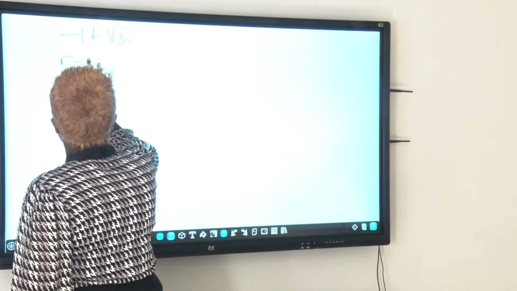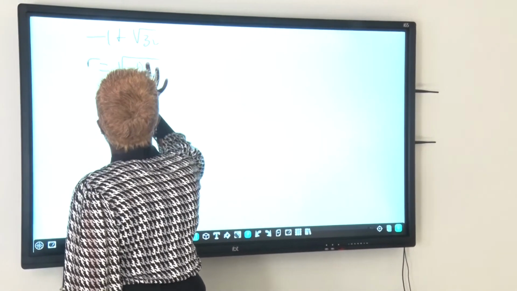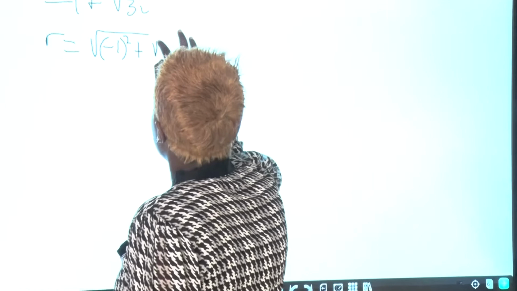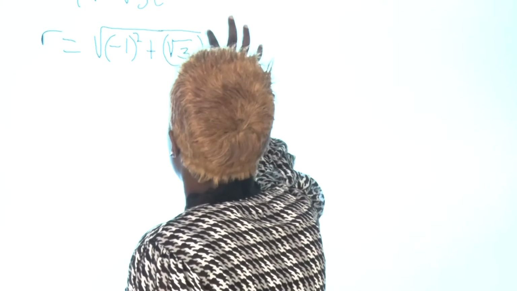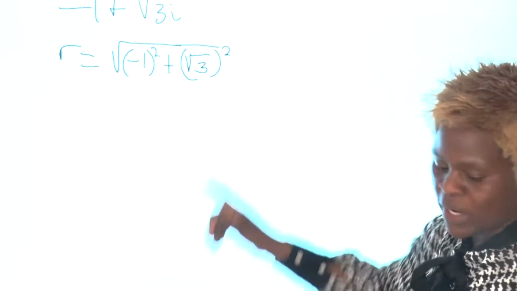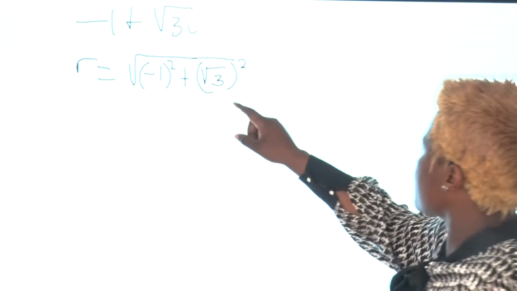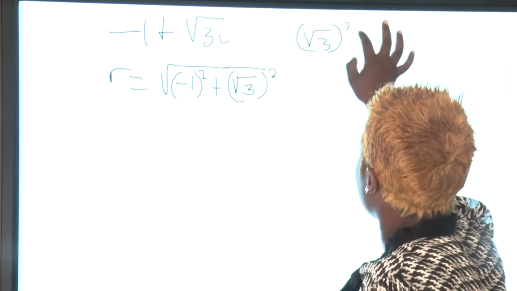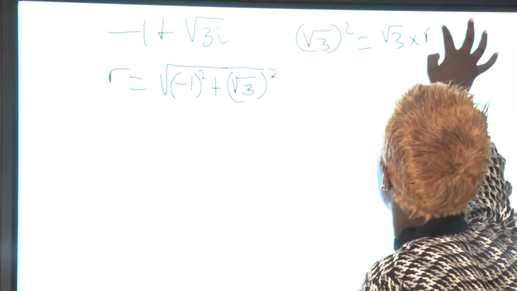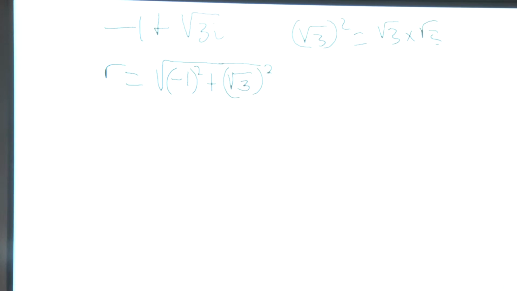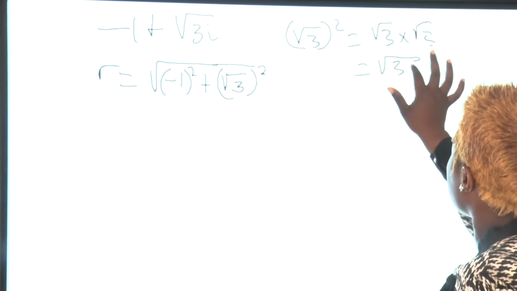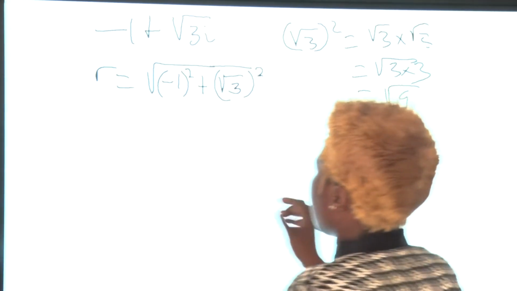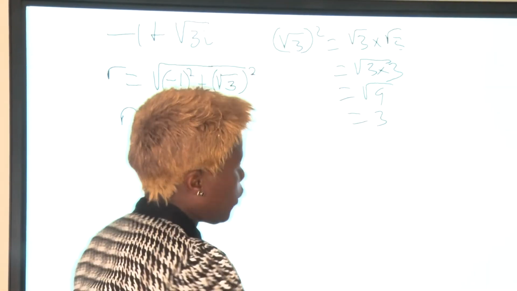r is now equal to the square root of minus 1 squared plus square root of 3 squared. Square root of 3 squared, how do we solve that? We will say it's like you are expanding. So it will be square root of 3 times square root of 3. If we put this under one square root sign, we will have square root of 3 times 3, which is square root of 9. And square root of 9 is what? It is 3. Alright, our r in this case will be 2.